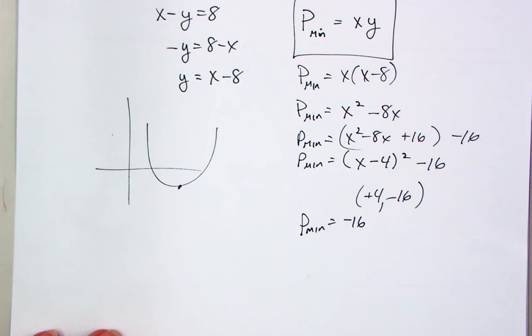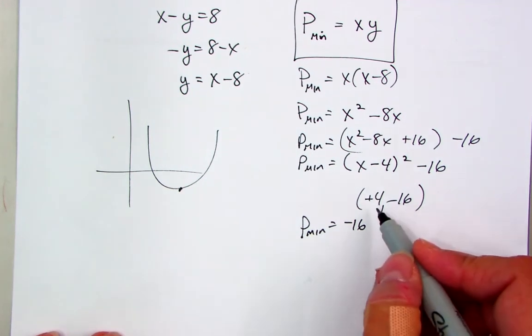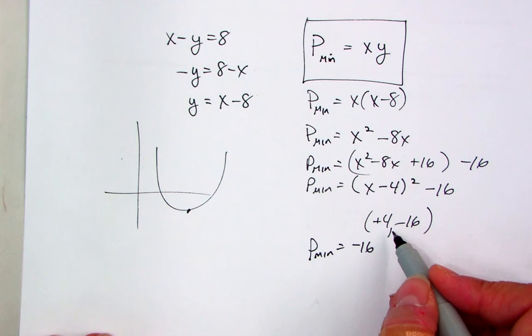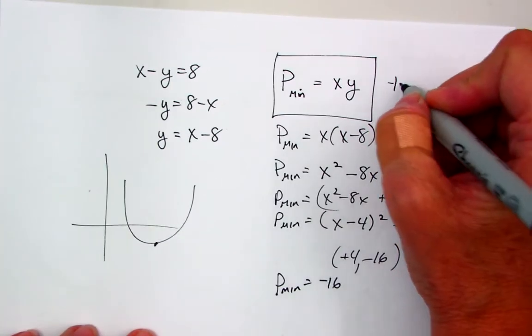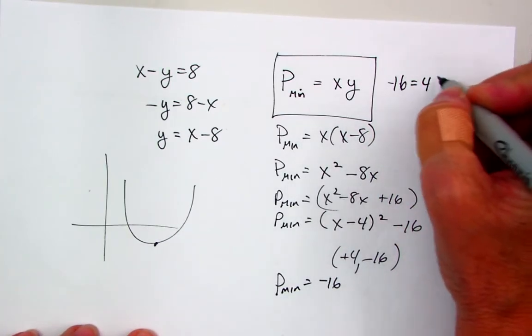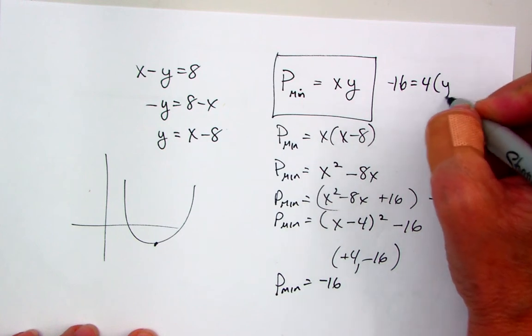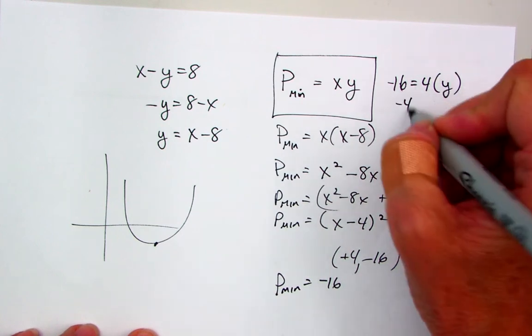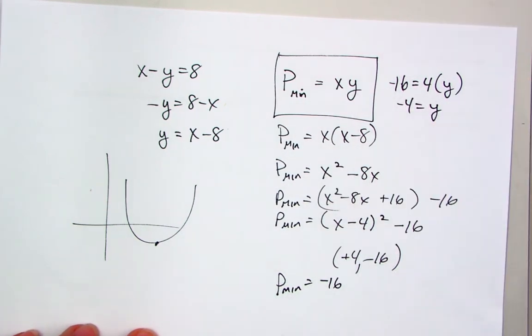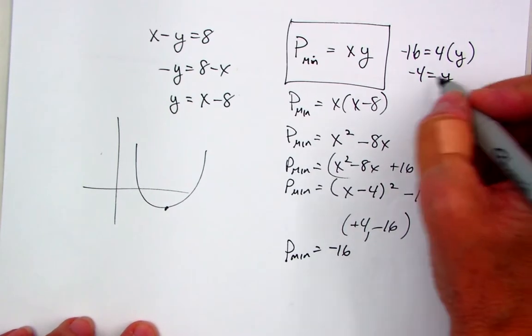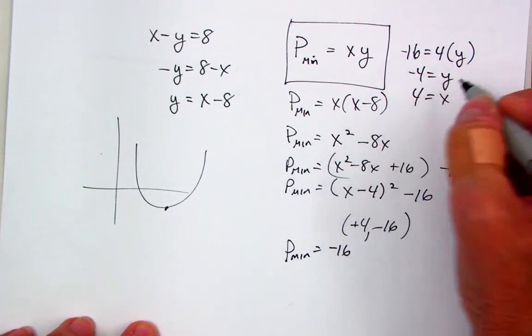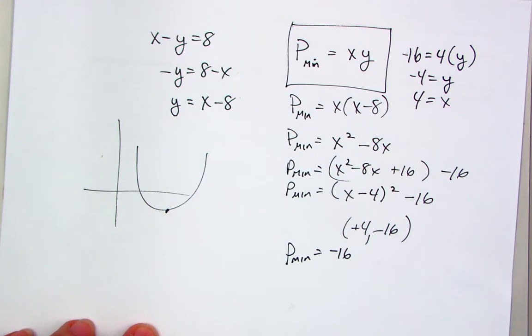And one of those values is 4. So let's put it back up in here. Negative 16, 4, and I don't know the other value. So let's divide. There's my other pair. So x and y: y is negative 4, and x would be 4. Do those two have a difference of 8? Yes.